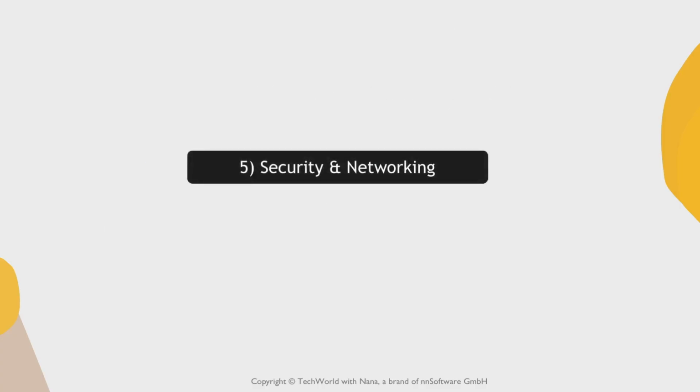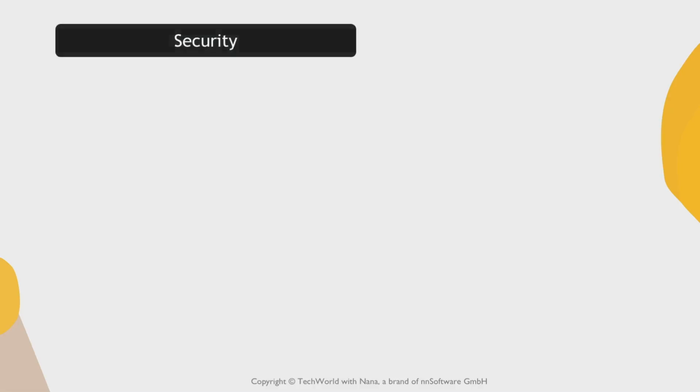And finally, some other tasks of an operating system, also very important and crucial tasks, are security and networking. In terms of security, the operating system is responsible for managing users and their permissions.